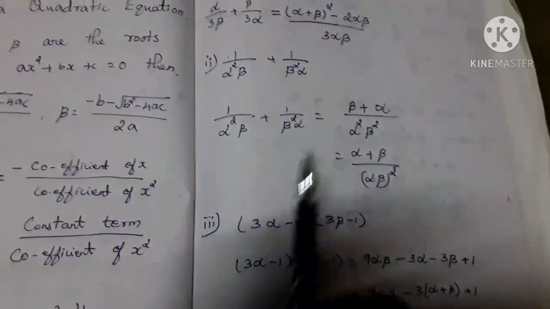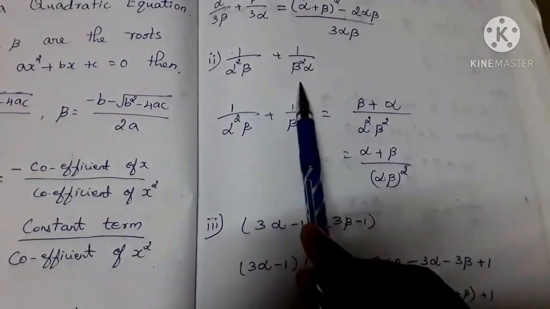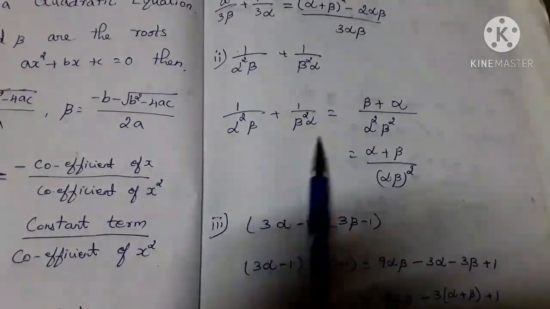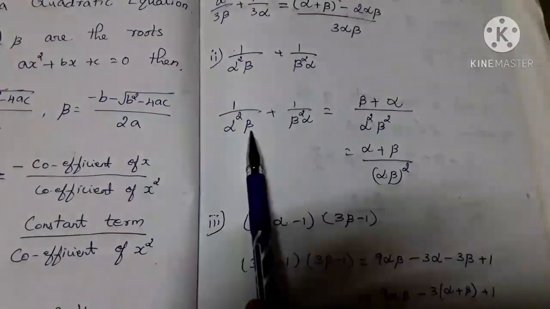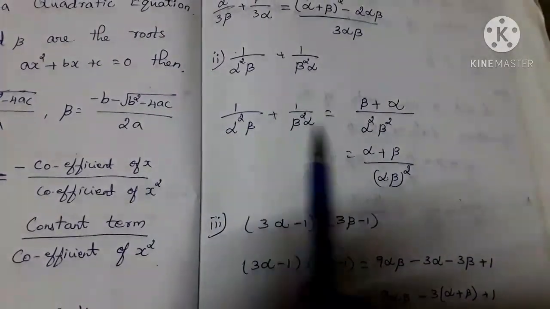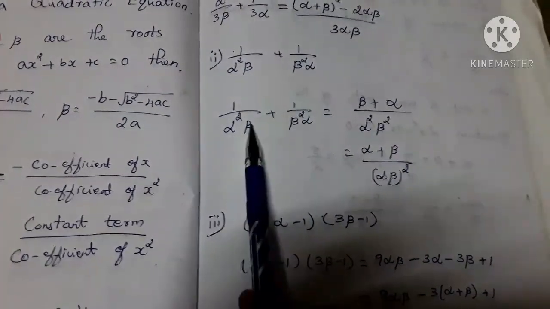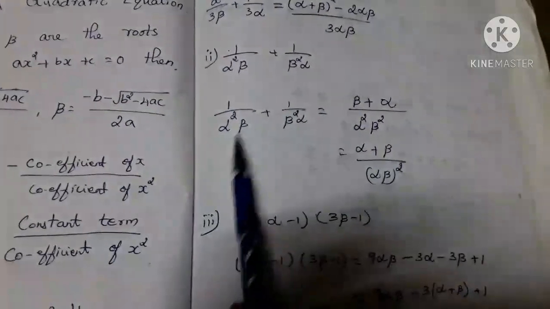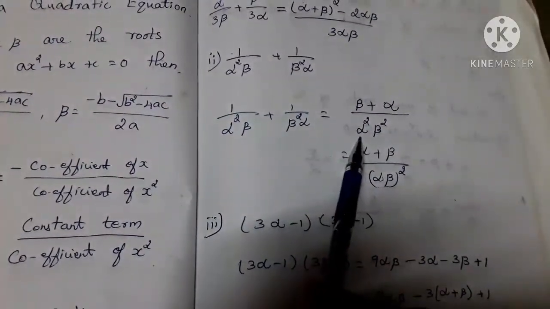Next, question number 2. 1 by alpha squared beta plus 1 by beta squared alpha. Here what do we take as the LCM? Here alpha squared is there, here beta squared. So we take the LCM as alpha squared beta squared. If the denominators are given in powers, you take the highest power as the LCM. The highest power you take as the LCM.